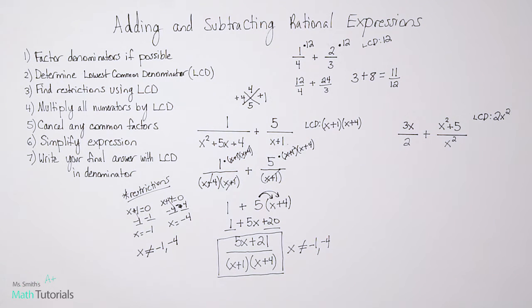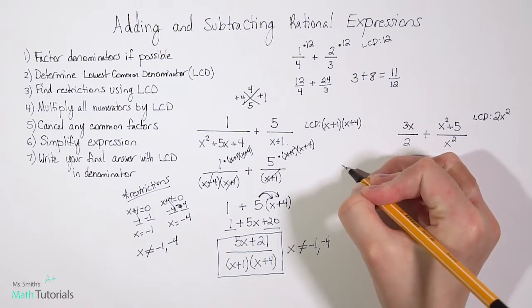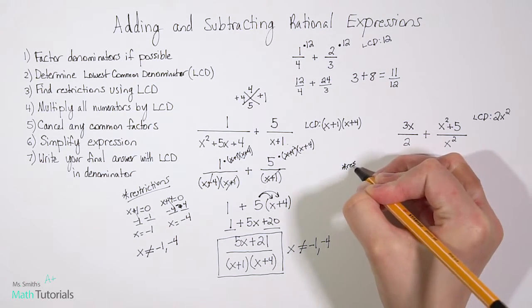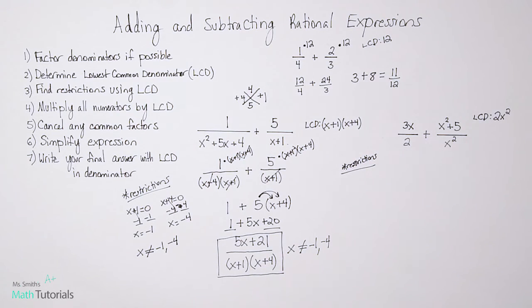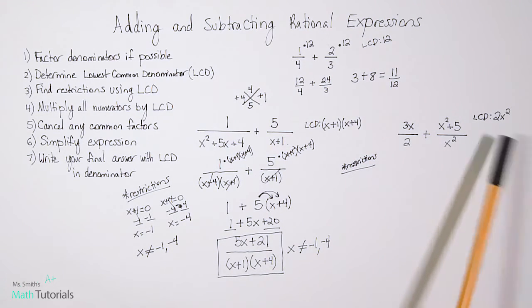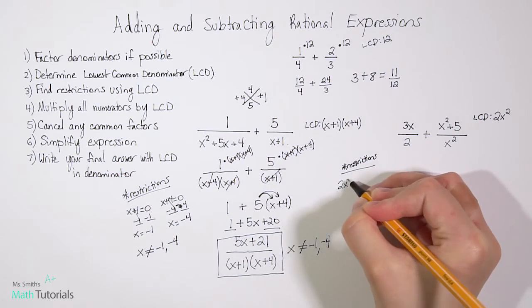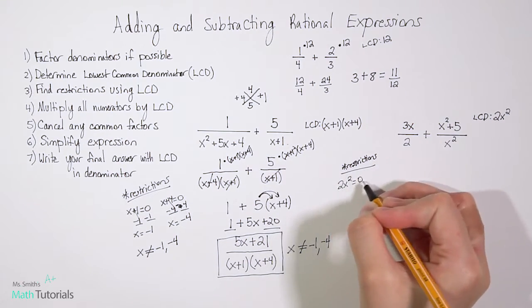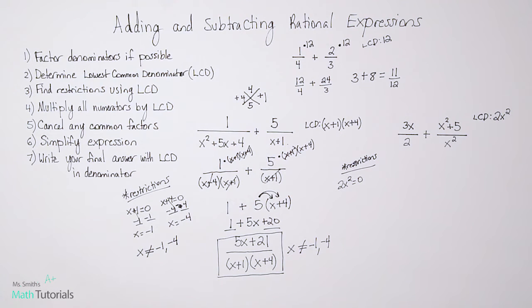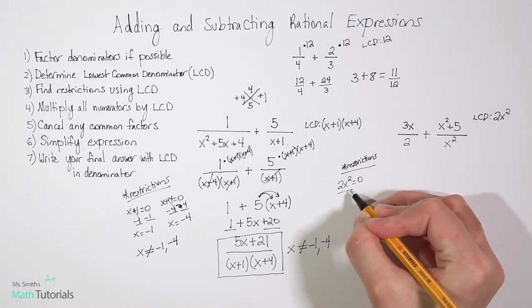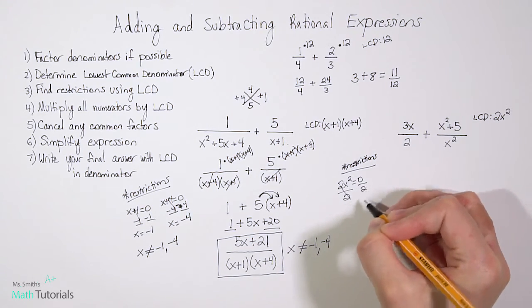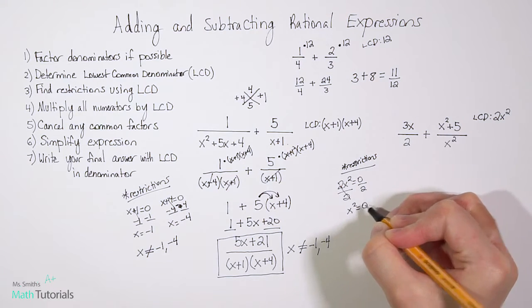Now when we move to step 3, find restrictions using the LCD, we'll do a little restrictions section over here. And remember, we take our LCD and we set it equal to 0. Now in this case, I only have a monomial, right? It's just one term. I don't have 2 factors like I did on the first one. That's fine. In this case, that's 2 times x squared, so we divide by 2. And we'd get x squared equals 0.